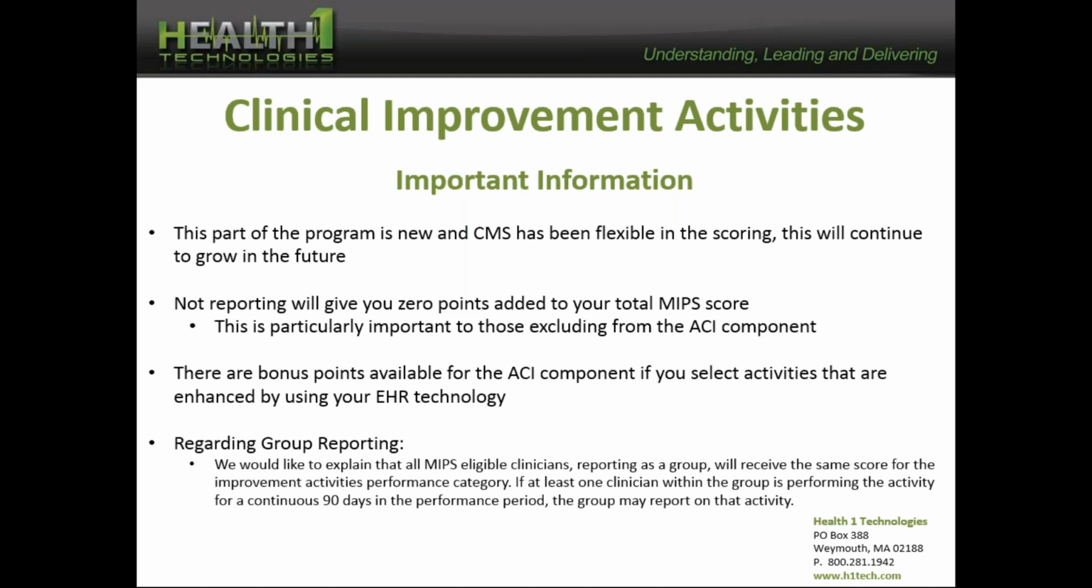There are also bonus points that go back to the ACI component. So there are certain improvement activities that are linked to using your EHR technology, and when you look up the measures, you'll actually see that there's a column that says this is related to your EHR. And if that's the case, there are bonus points available on your ACI component, not on your improvement activities. So that's just something to keep in mind when you're selecting activities. You might want to do something that uses your EHR technology because you could potentially get some bonus points.